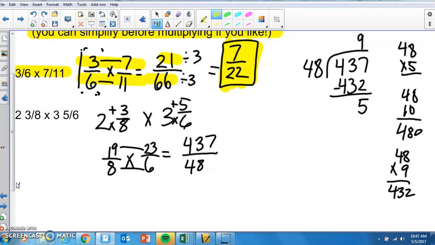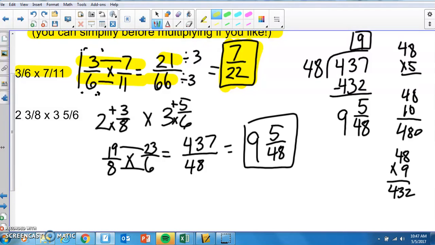Now, during middle school, we don't use remainders, so we use this to create our mixed number. I drop the 48 down. That is my new denominator. This 9 up here is my whole number. So my answer to this problem is 9 and 5 48ths. All right, so if you'll copy this down.